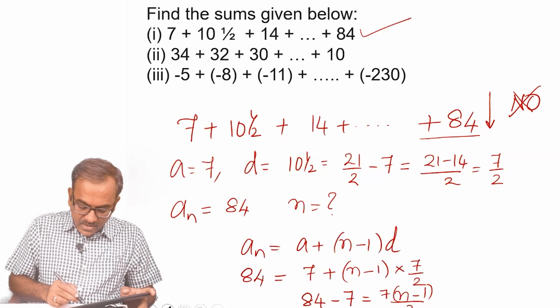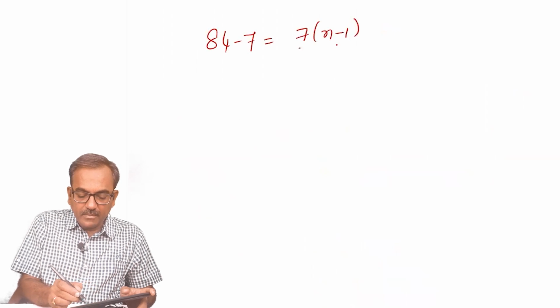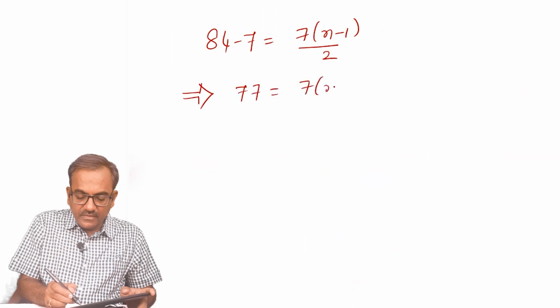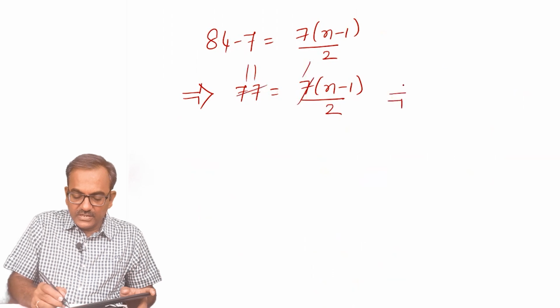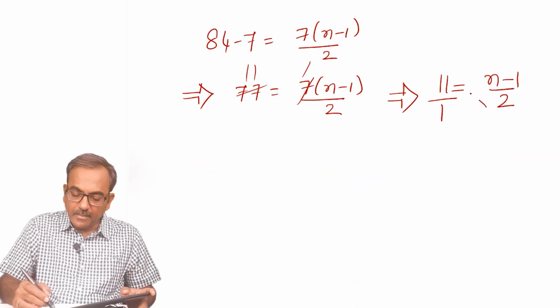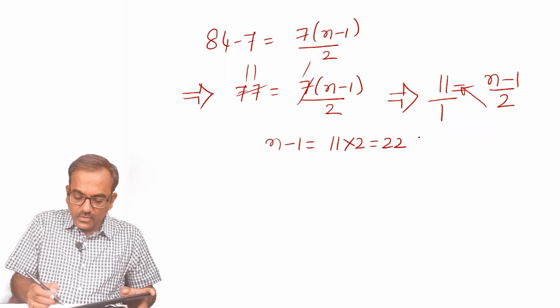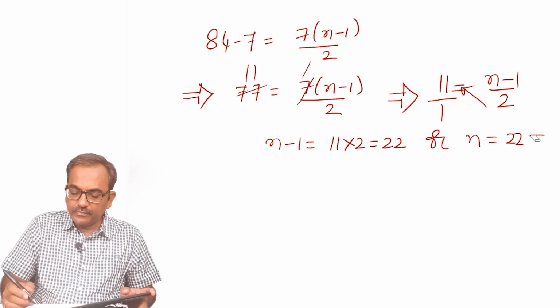So I'll write it again. 84 minus 7 is equal to 7 times N minus 1 by 2, which implies 77 is equal to 7 times N minus 1 by 2. 7 ones are 7, 11 sevens are 77. So 11 is equal to N minus 1 by 2. Cross multiply: N minus 1 is equal to 11 into 2, that is 22, so N is equal to 22 plus 1, N is equal to 23.